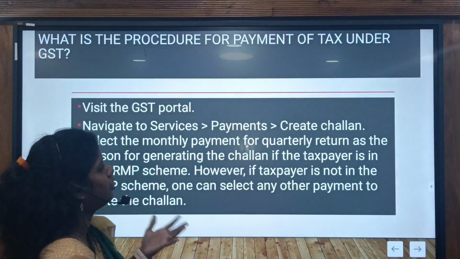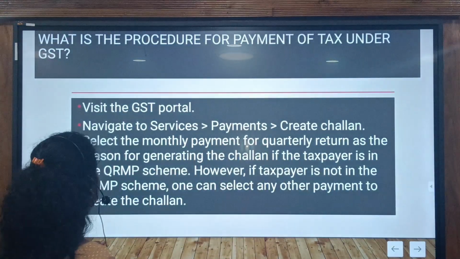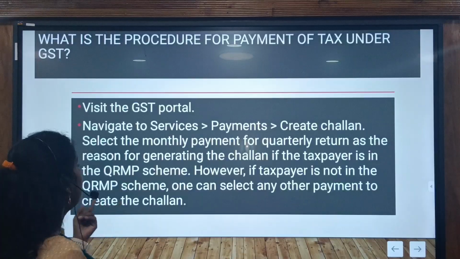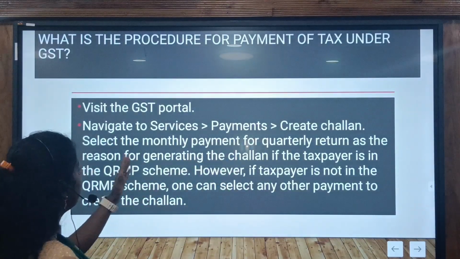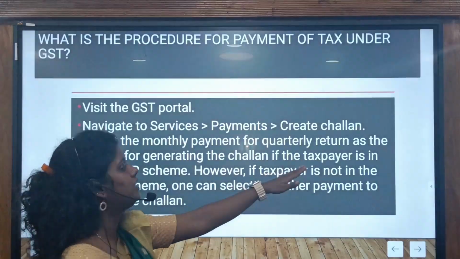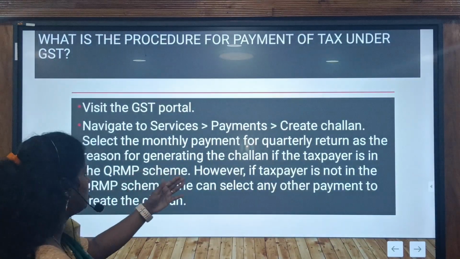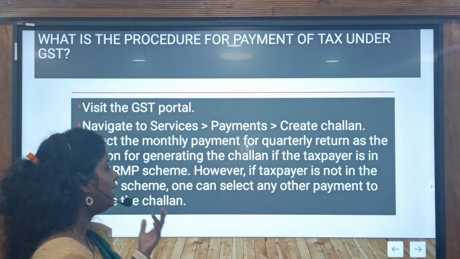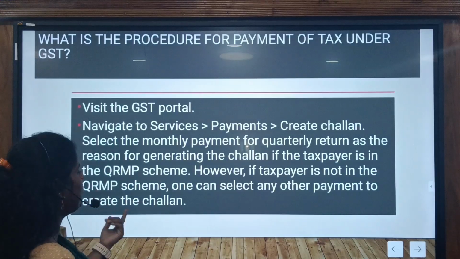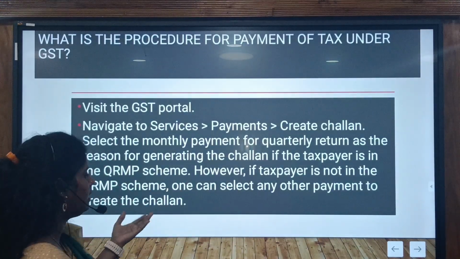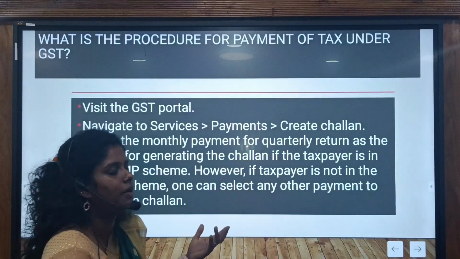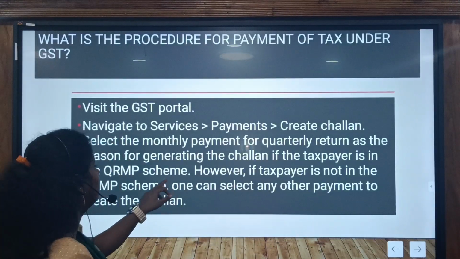What is the procedure for payment of tax under GST? Visit the GST portal, navigate to the services, payment and create challan. Select the monthly payment for quarterly return as the reason for generating the challan if the taxpayer is in the QRMP scheme. However, if the taxpayer is not in the QRMP scheme, one can select any other payment to create the challan.